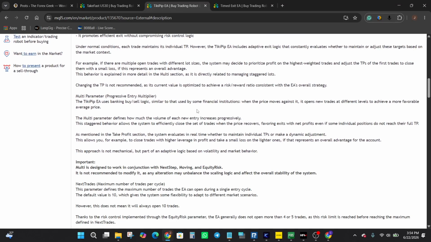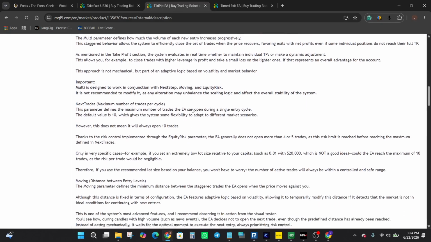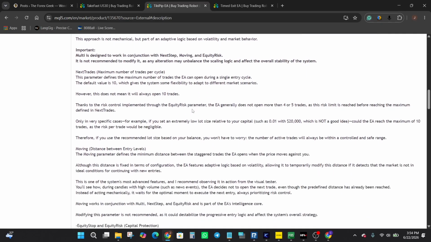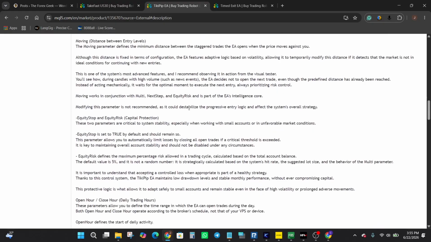The NextTrades parameter controls the maximum number of trades allowed within a trading cycle. While the default limit is 10 trades, the description explains that built-in risk controls often prevent the system from reaching that maximum under normal conditions.